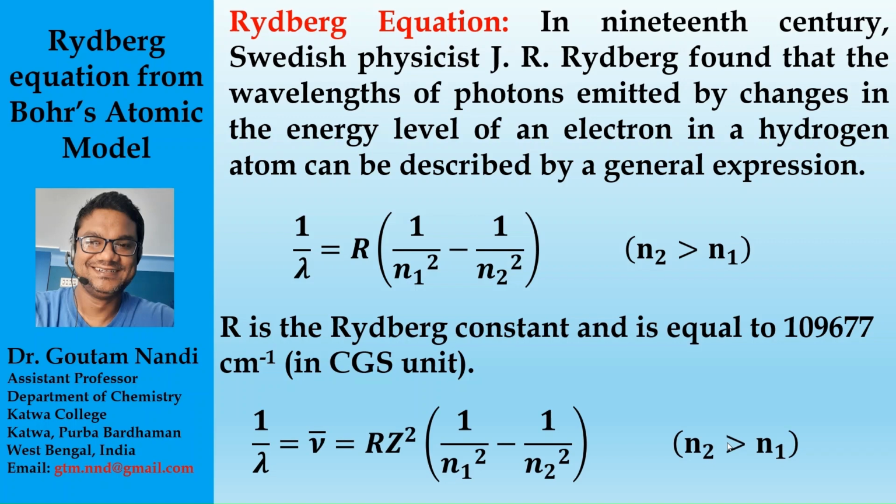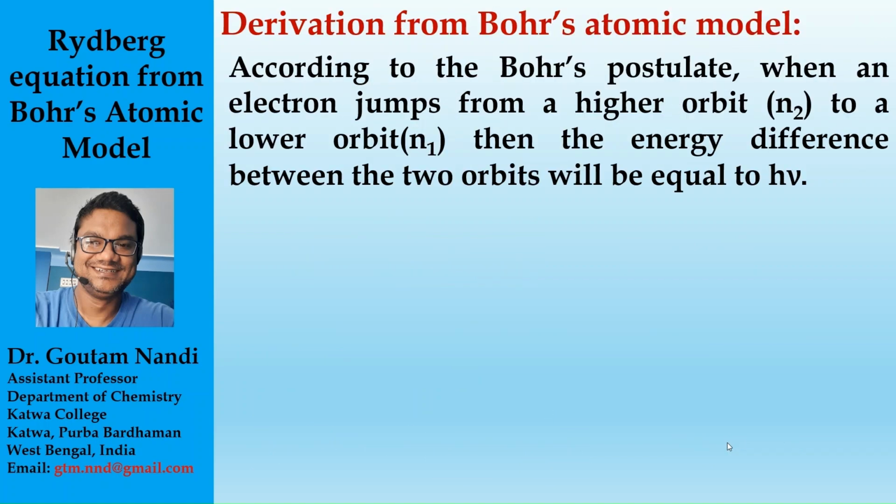Okay, now we will see how we can get this expression from Bohr's atomic model. In Bohr's atomic model, it is said that if an electron jumps from a higher orbit, suppose n2, to a lower orbit n1, then the energy difference between the two orbits will be equal to hν. That is, the energy of the n2 orbit minus the energy of the n1 orbit will be equal to hν.